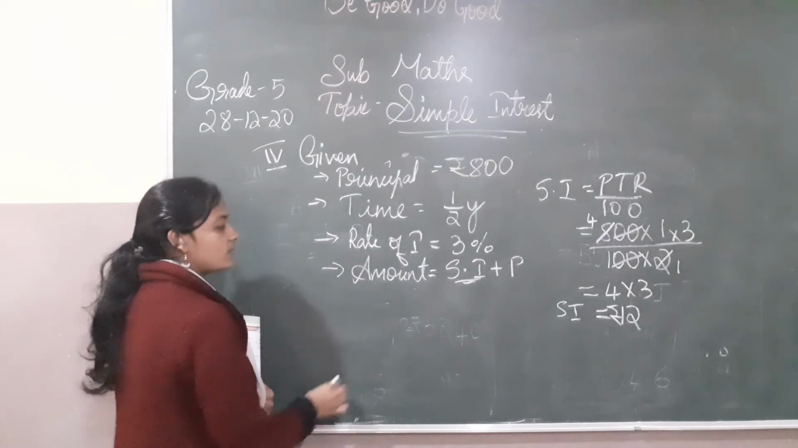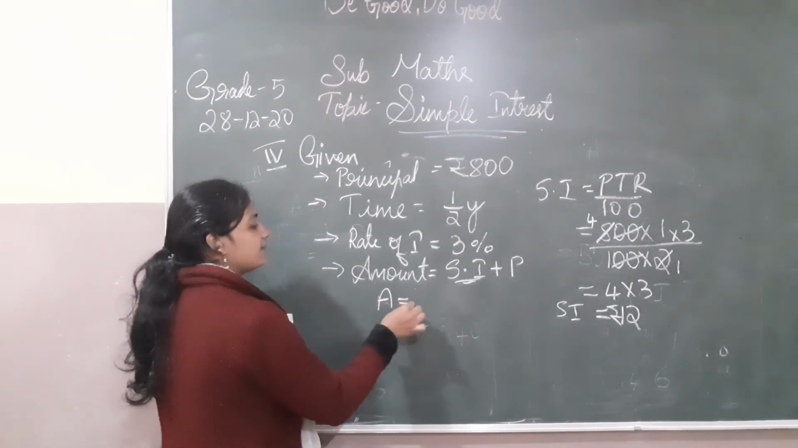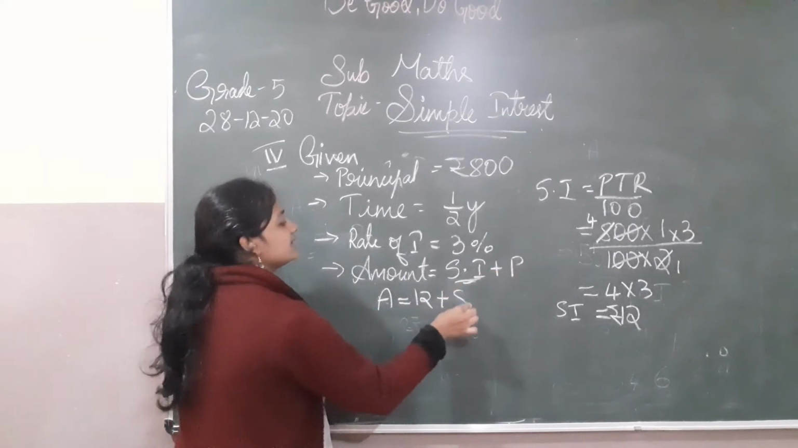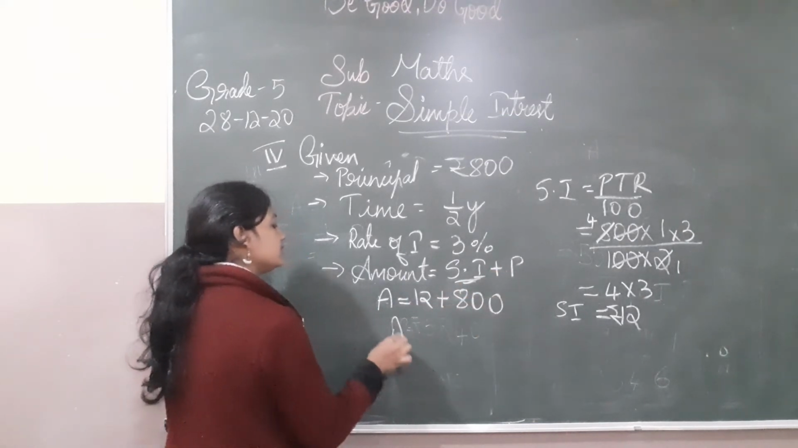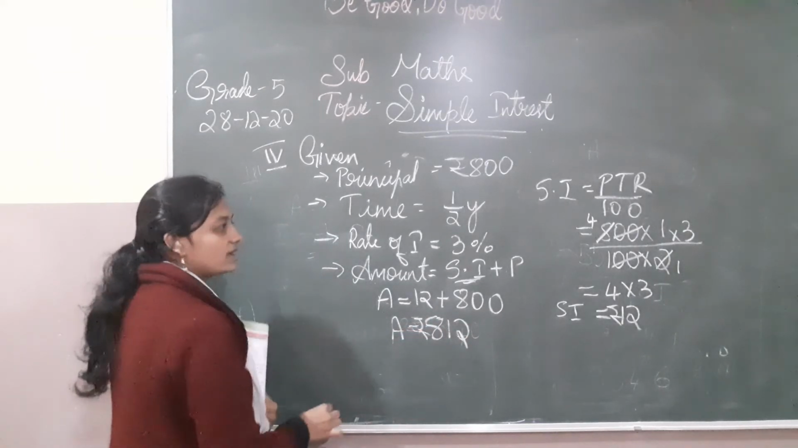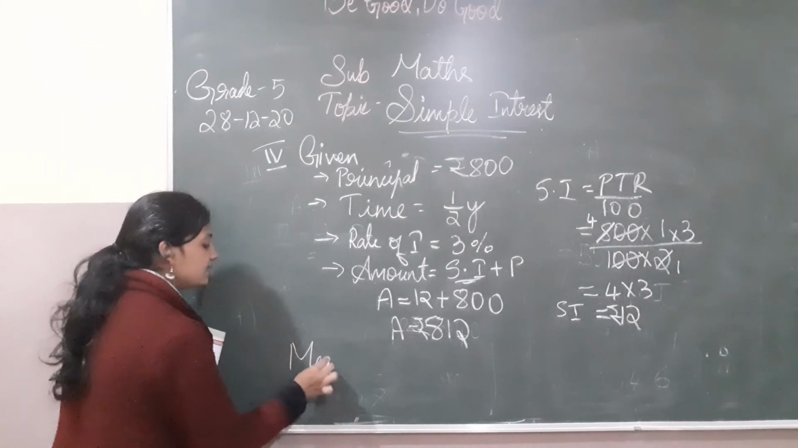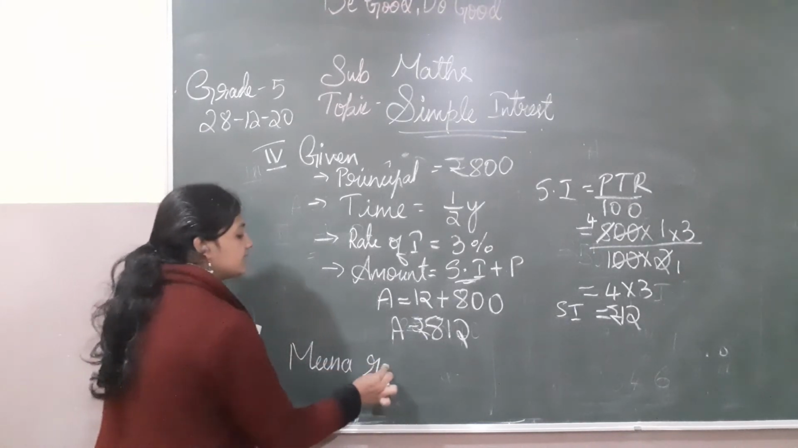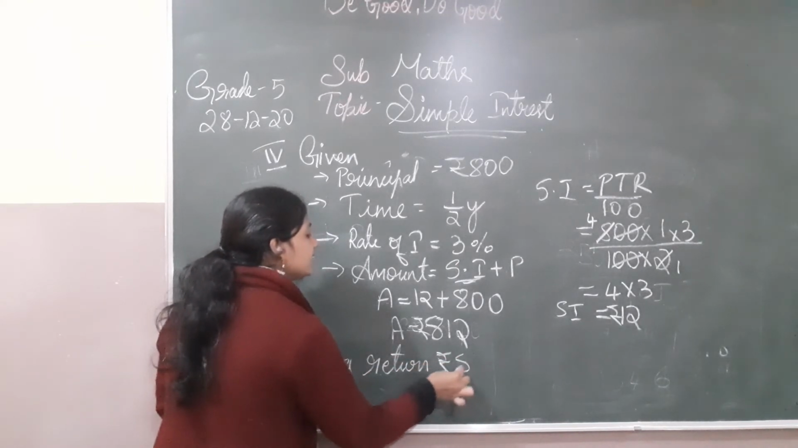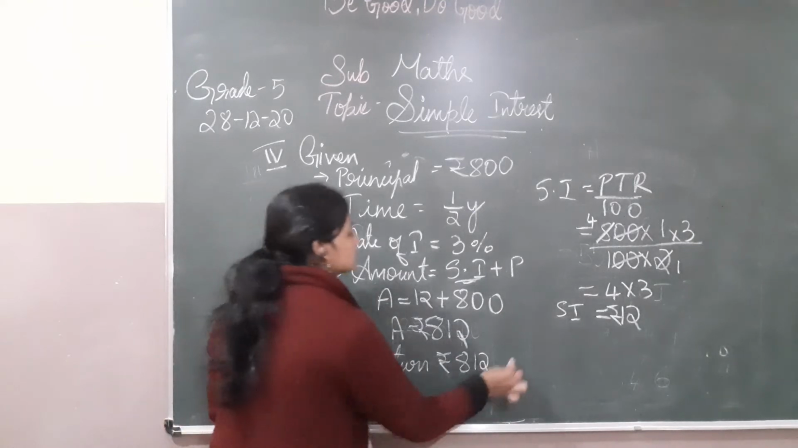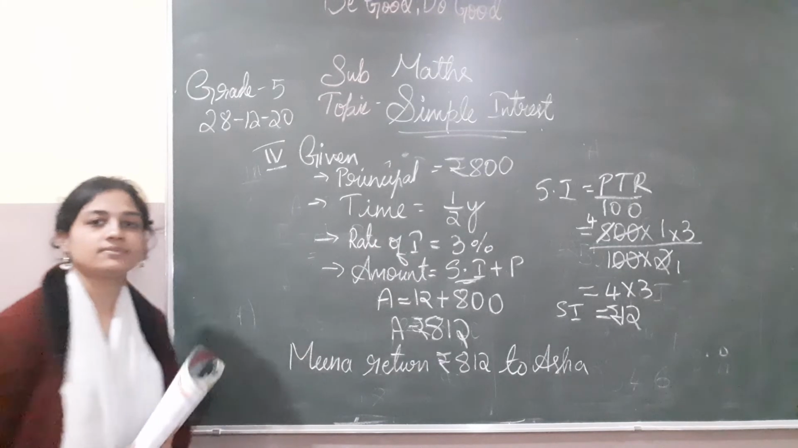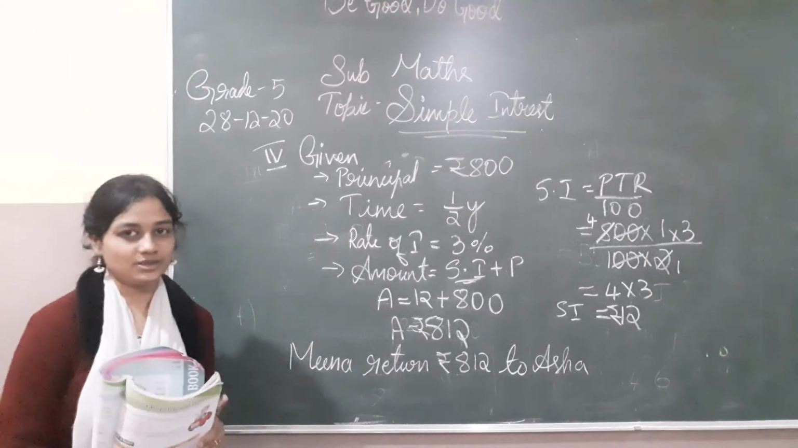So my simple interest is 12 rupees. What is the simple interest? 12 rupees. Now you can find the amount. So simple interest is 12 plus my principal is 800. So amount is equal to 812 rupees. So you can finally write Meena returned rupees 812 to Asha. So we have solved the first one.